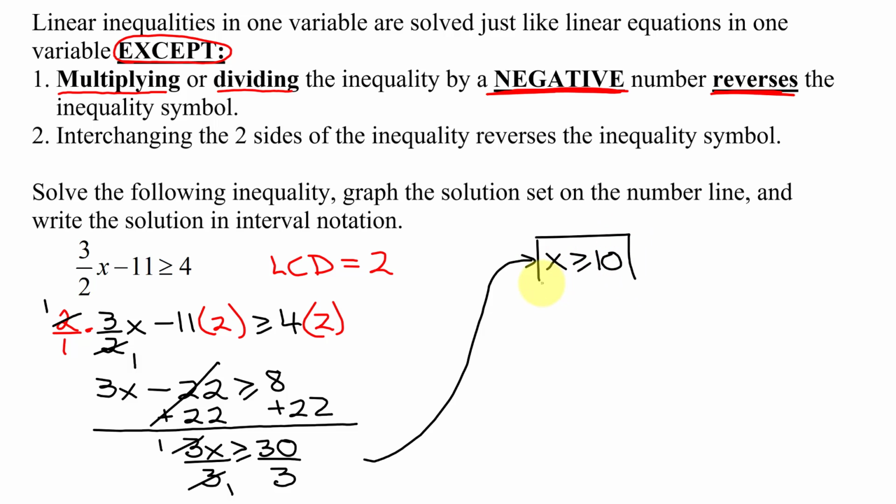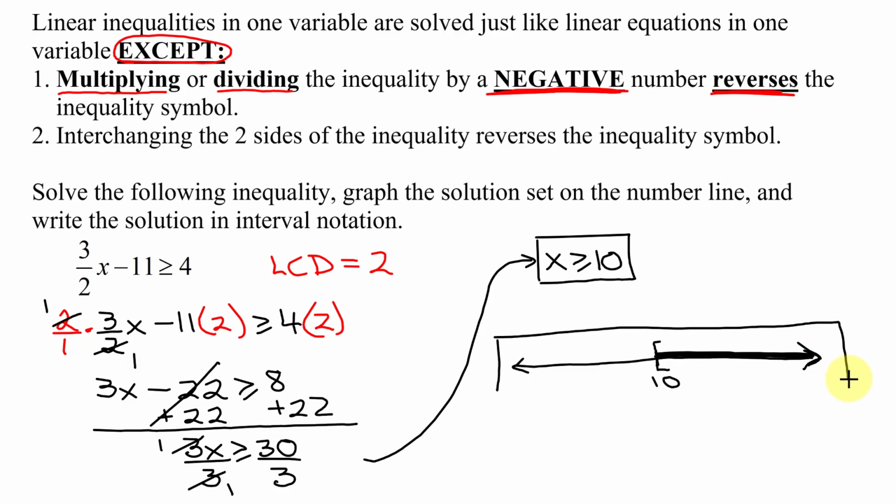So I have solved the inequality. Now I need to graph the solution set on the number line. So here's my number line. Here's 10. I want greater than or equal to 10, so I need everything to the right of 10. And since it has the equals, 10 is included, so I need a square bracket on the 10. There is the graph on the number line.